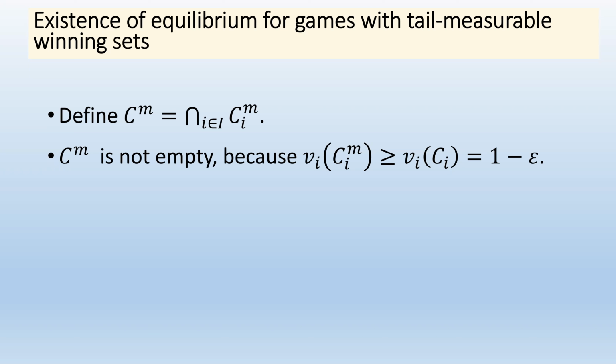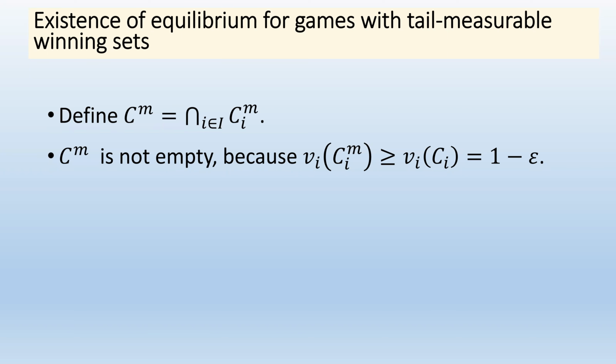When we look at CM, we can use the fact that you can try to get into CM using a finite game to say that it needs to be not empty. It cannot be empty, because if each player can have a probability of at least 1 minus epsilon to get into CIM, when they all use the equilibrium in the finite game, then these events have a non-empty intersection. So there has to be some play in this intersection, in this CM.